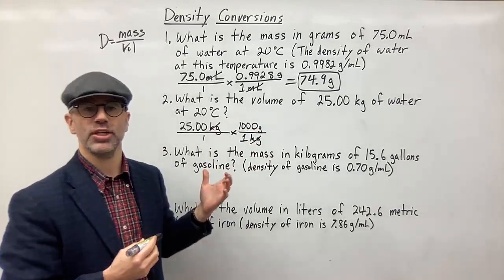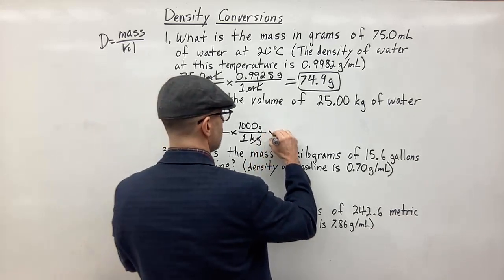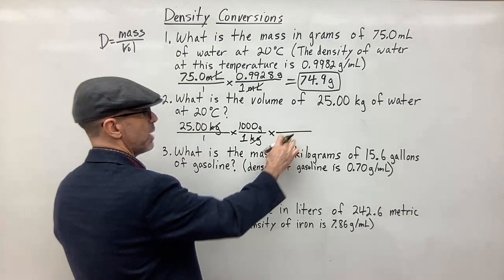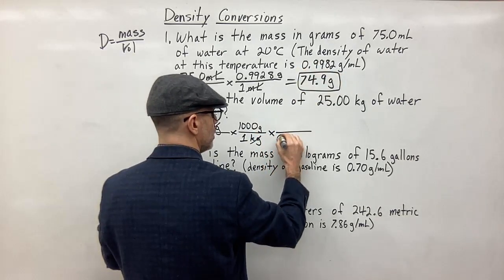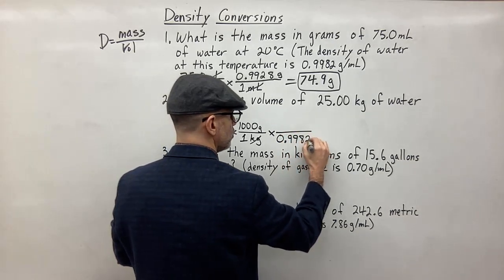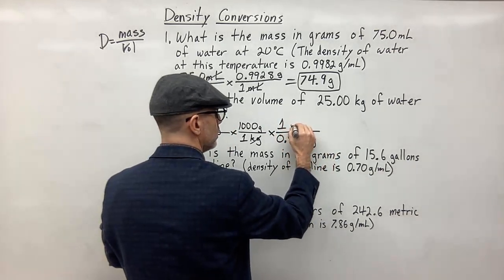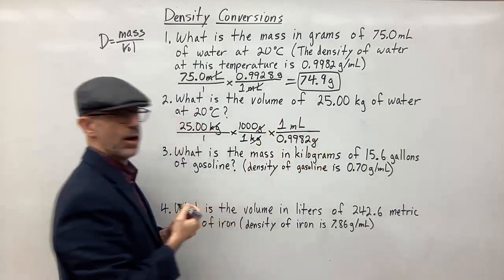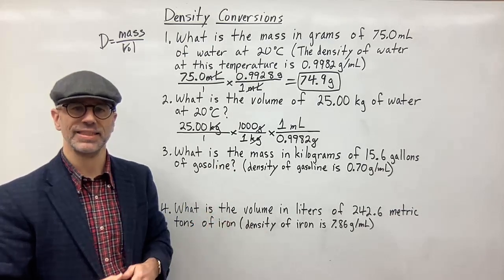Now I can use the density as a conversion factor. This time, since I have grams on the top, I'm going to put grams on the bottom. So 0.9982 grams on the bottom and 1 milliliter on top. So grams cancels out. Now I have volume in milliliters, but I want to convert that to liters.